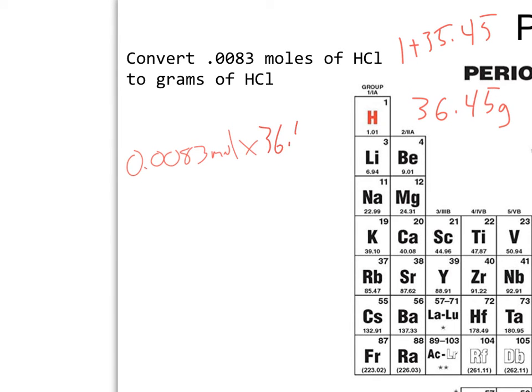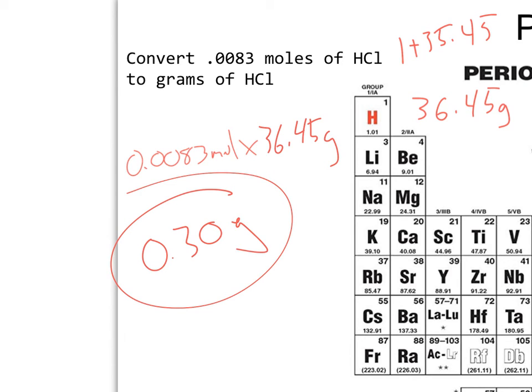So 36.45 grams. That's how much 1 mole would weigh. We don't have 1 mole. We don't even have close to a mole. We don't even have a tenth. We don't even have a hundredth. We have a little less than 100. We have 8 thousandths. Okay, so if we multiply those together, we do 0.0083 times 36.45. We get 0.30, and I'm going to round it there, grams. Okay, so less than half a gram, 0.3 grams, is what 0.0083 moles would weigh. Okay, so that wraps up today's lesson.